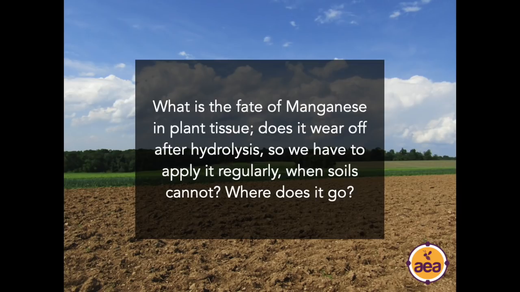The manganese that is necessary for the water hydrolysis process is essential as an enzyme cofactor for a specific enzyme. So that manganese doesn't get used up per se, it just repeats that same process over and over and over again. So it's not that we have to apply it constantly, but it is true that the crop does need a constant supply every day through the growing season that the soil should be capable of delivering.